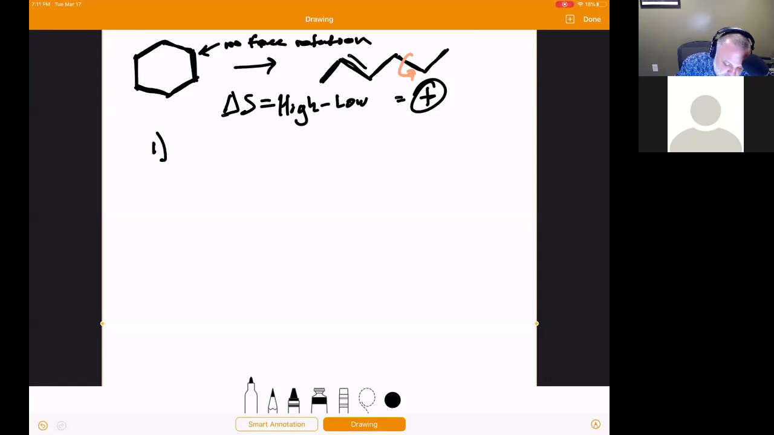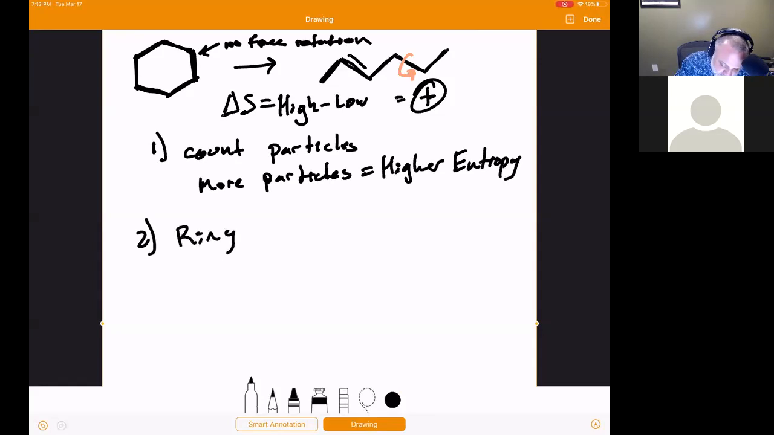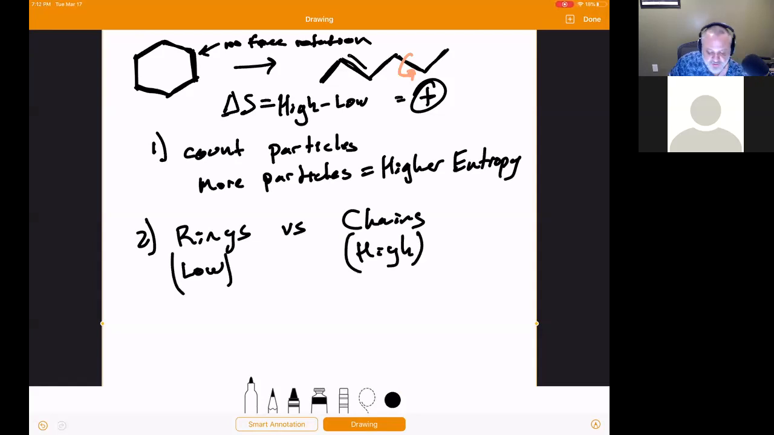So way number one, count particles. More particles means higher entropy. Second way we're going to do it is rings versus chains. Rings have low entropy, chains have high entropy. And that's how we're going to decide whether or not the change in entropy is positive or negative.